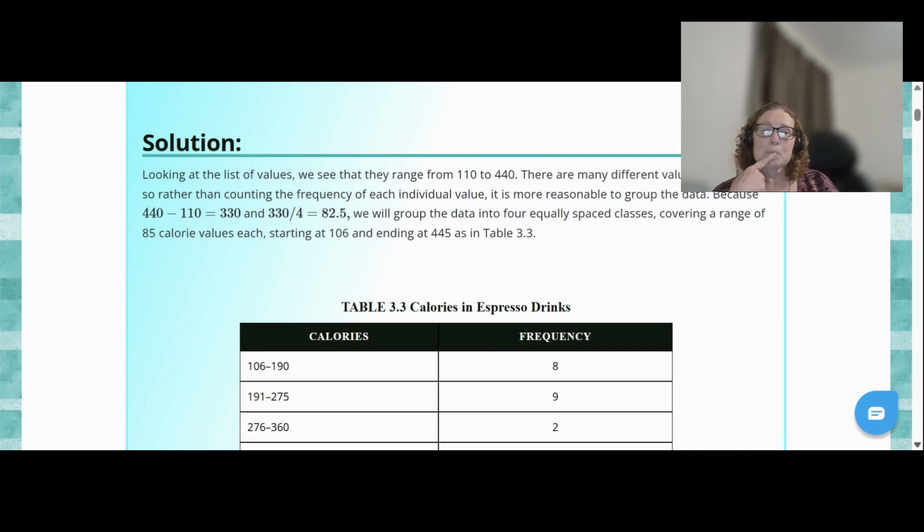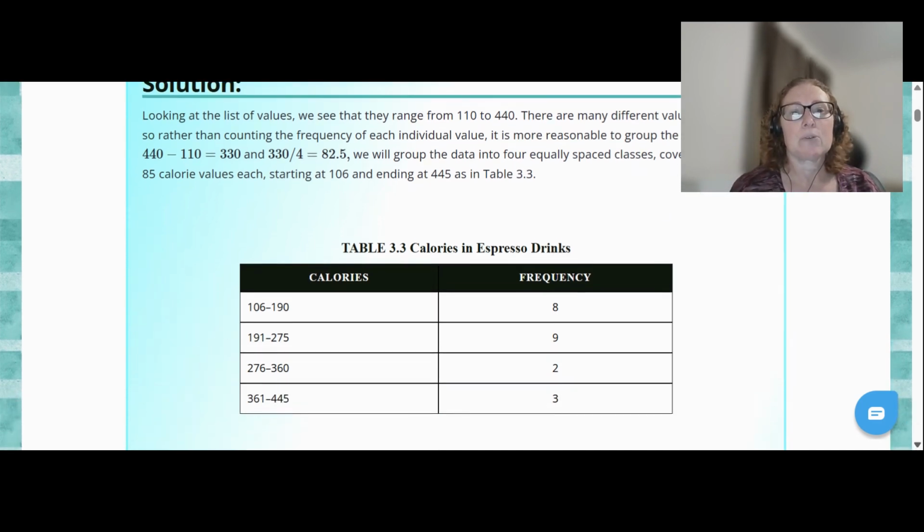So we're looking at the range of values. So the range goes from 110 to 440. In this example, if we subtract 110 from 440, we get 330. We just think 4. Okay, that makes good sense. We're going to divide it by 4 because we want to group the data into 4 equally spaced classes.